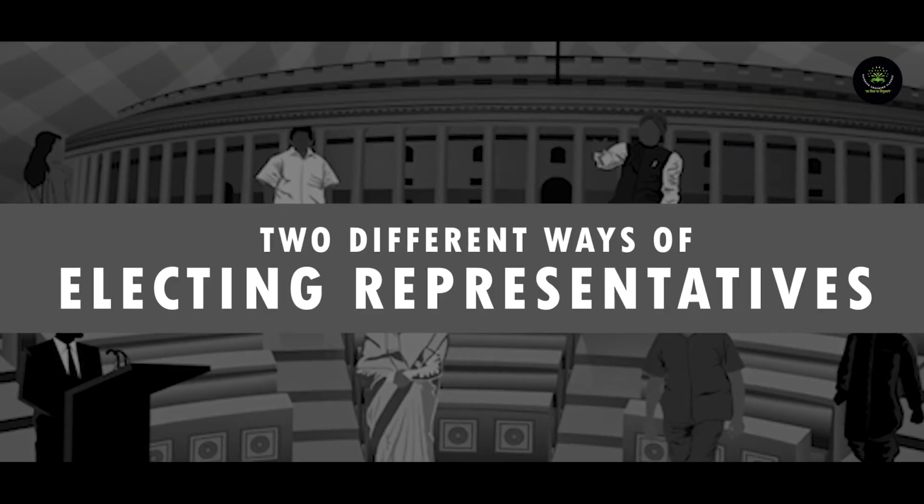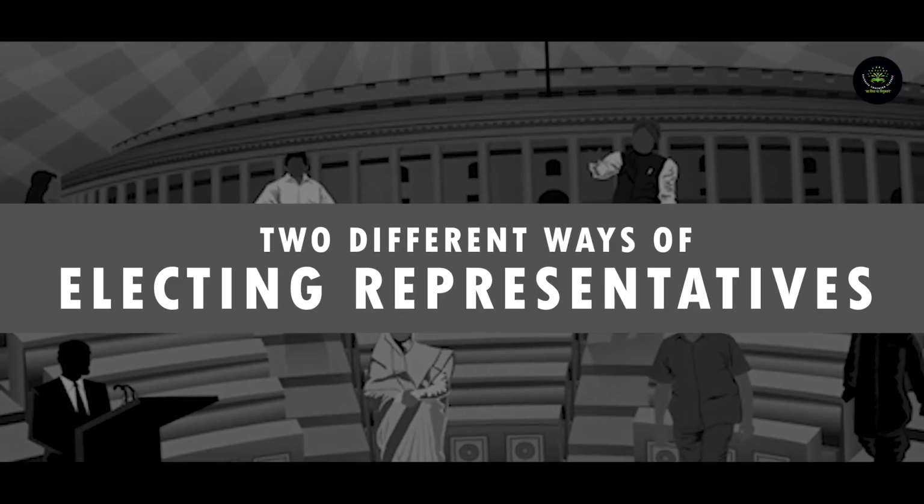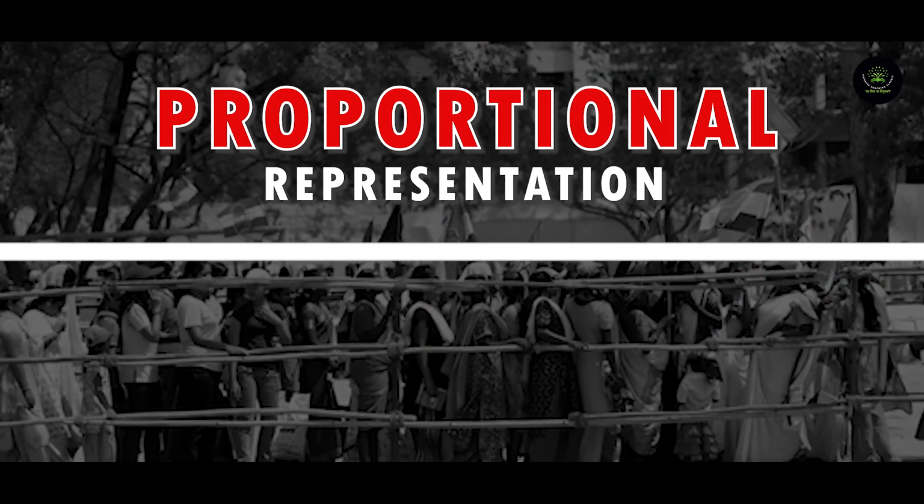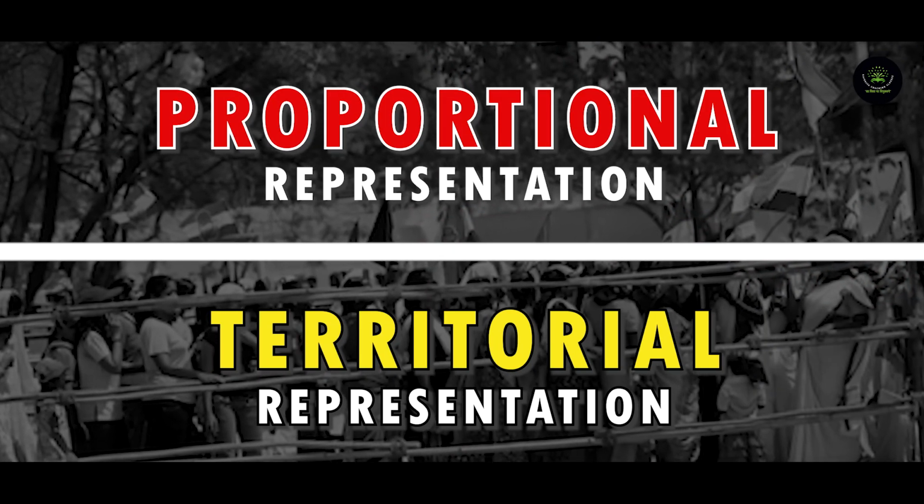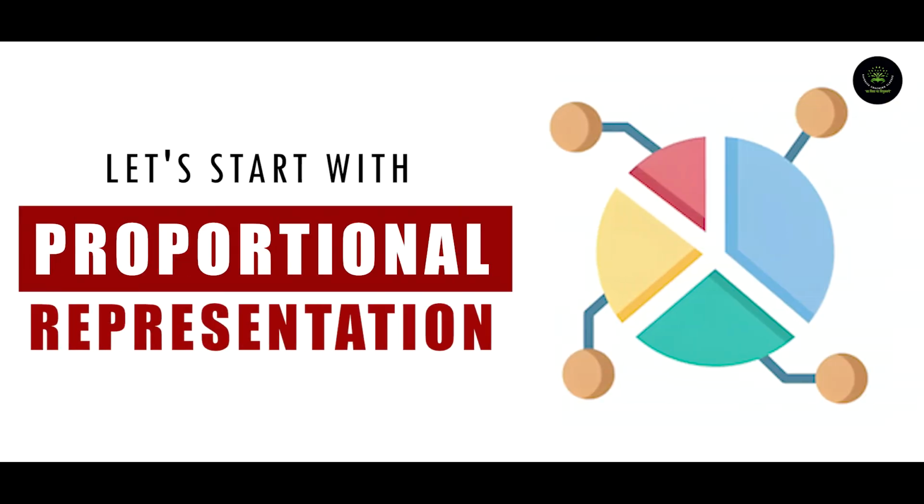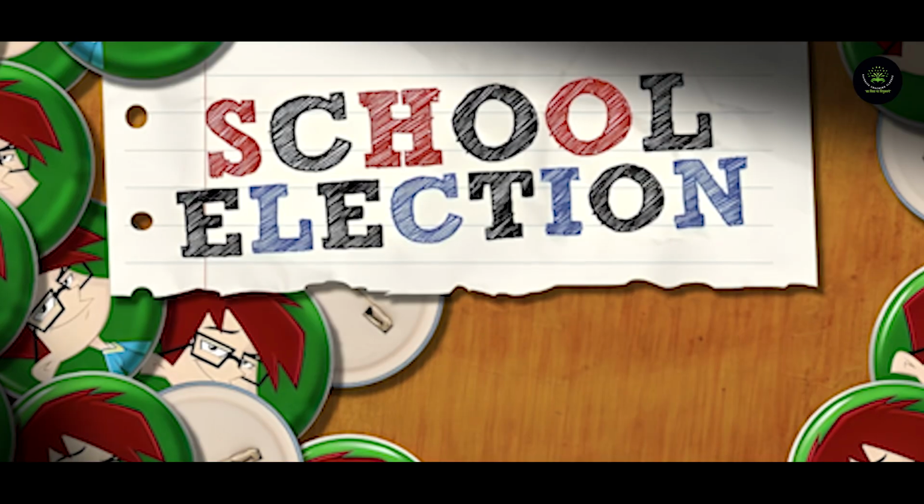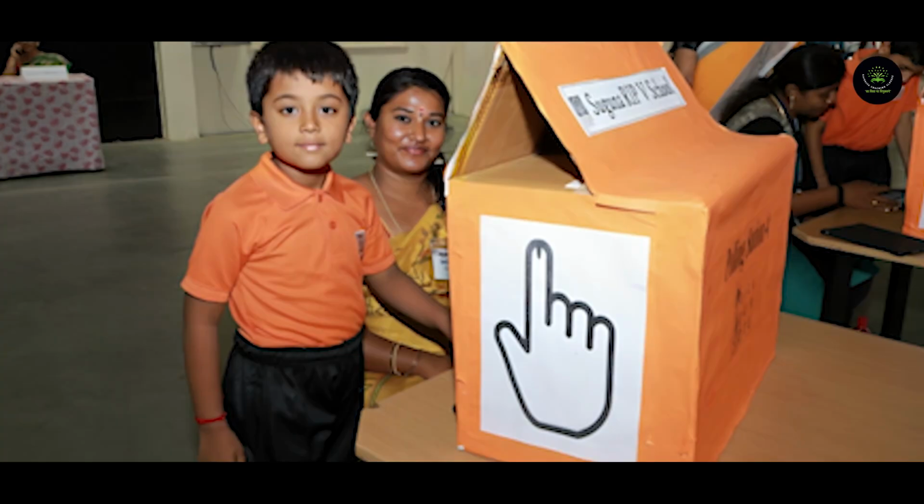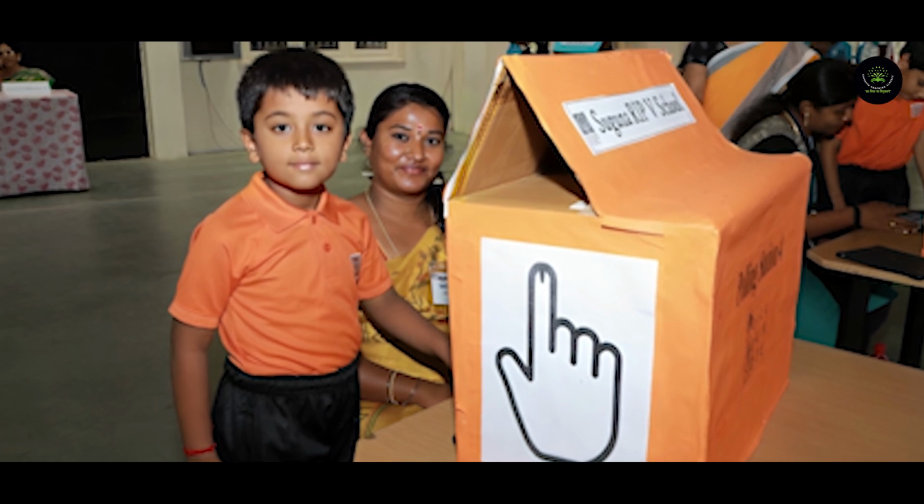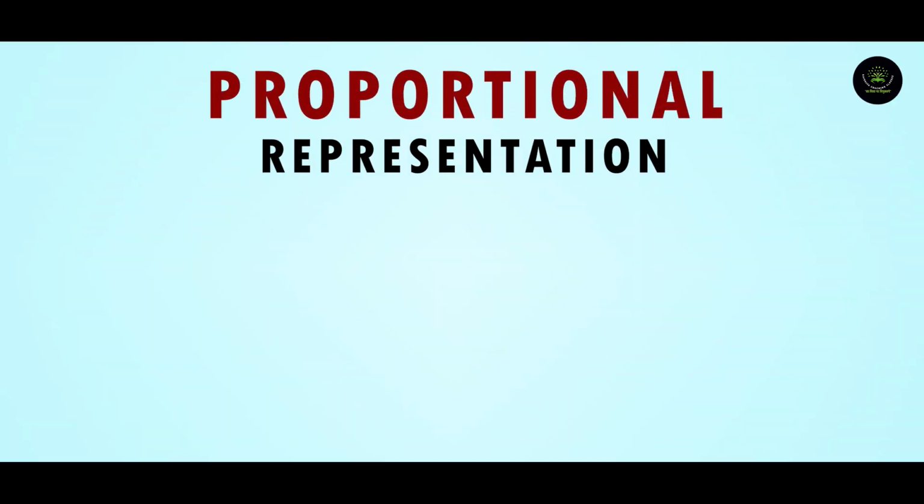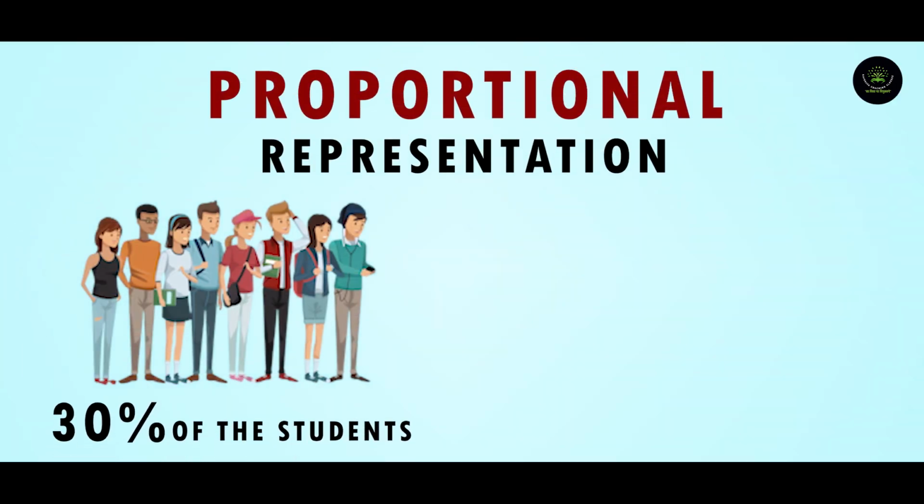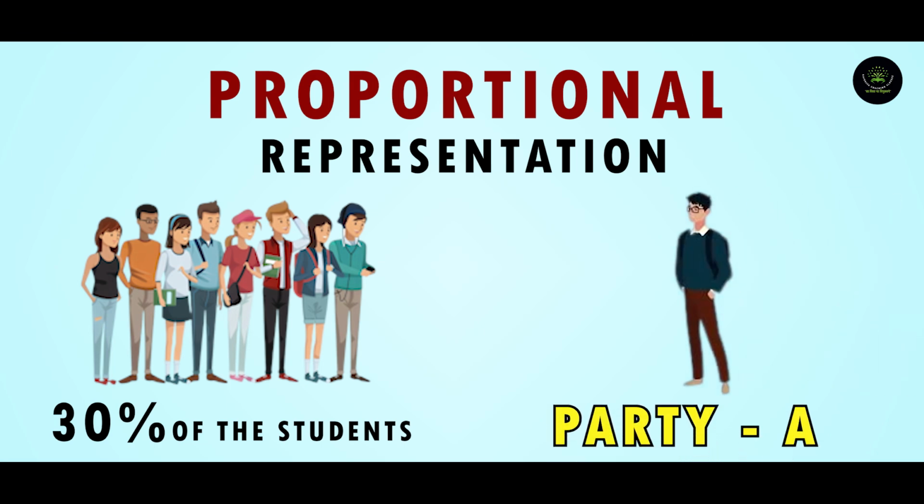Today, we are going to talk about two different ways of electing representatives: proportional representation and territorial representation. Let's start with proportional representation. Imagine you are in a school election where every class has to elect its student council. In proportional representation, if 30% of the students vote for Party A, then Party A gets 30% of the seats on the council. Simple, right?